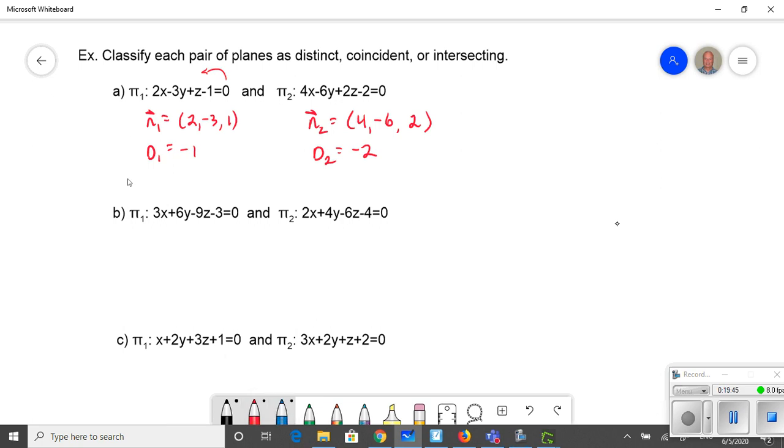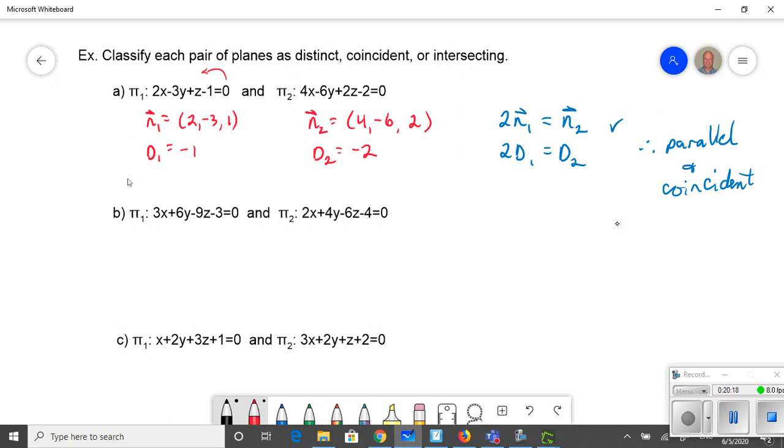Now, is there a connecting statement here? It looks to me like if I double N1, I get N2. I just have to check it. Double N1 gives 4, -6, and 2. And if I double D1, I get D2. Is that correct? I think so. Good. So I can conclude they're parallel and coincident. They're identical planes, just one is double the other.